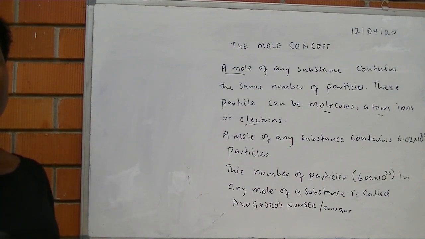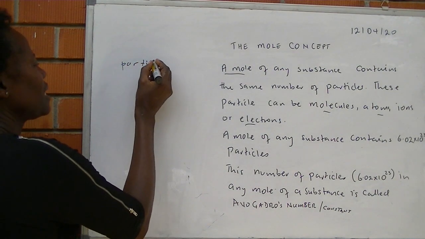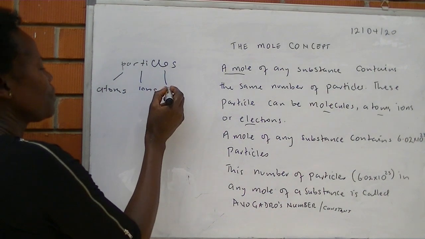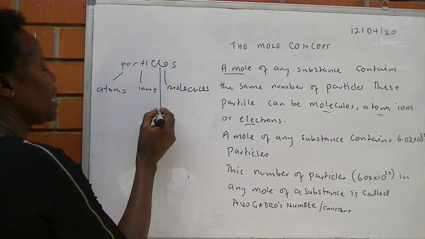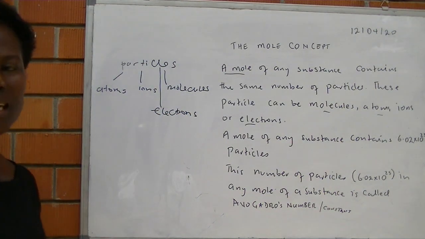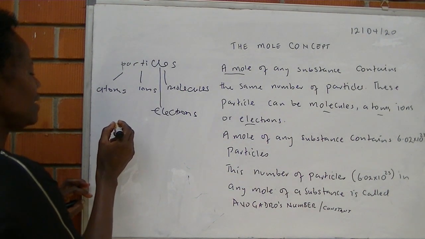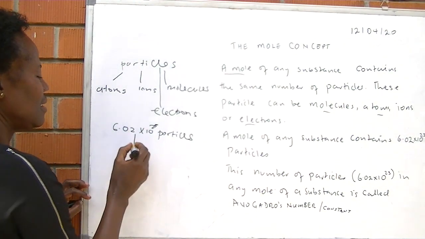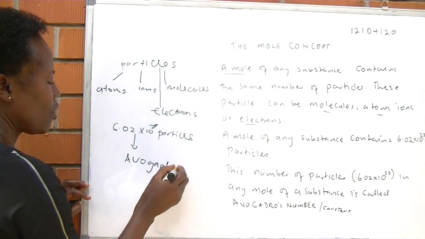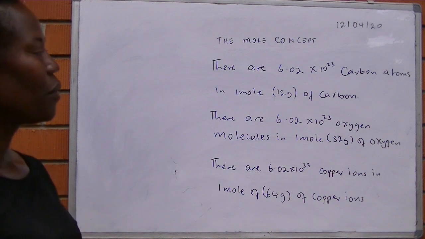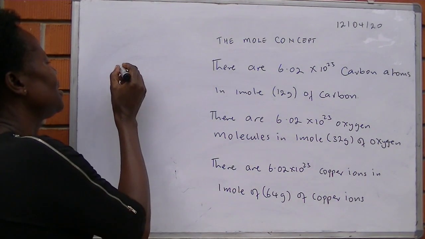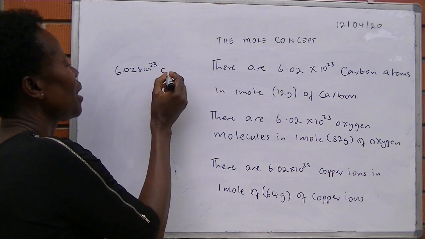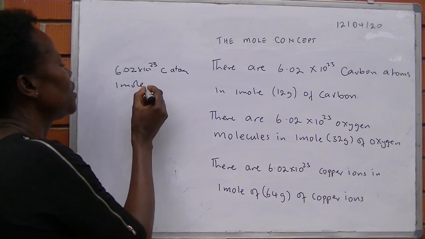Similarly, a mole of any substance contains the same number of particles. These particles can be atoms, ions, or electrons, depending on the situation. Again, a mole of any substance contains 6.02 times 10 to the power 23 particles. This number is called Avogadro's number, or constant. Therefore, there are 6.02 times 10 to the power 23 carbon atoms in one mole of carbon.